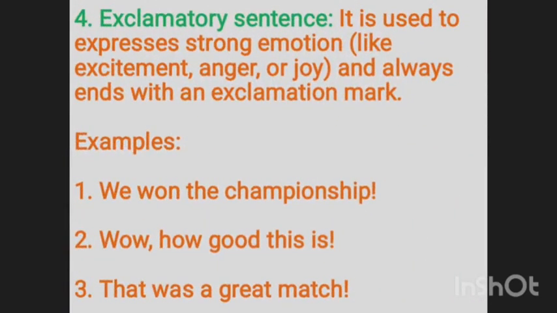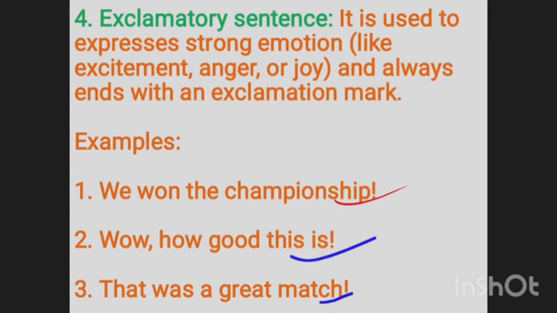Let's look at the next sentence type based on its use. We have the exclamatory sentence. This sentence is used to express strong emotions like excitement, anger, or joy. One key factor about this sentence is that it always ends with an exclamation mark. For example, we have, we won the championship! Wow, how good this is!